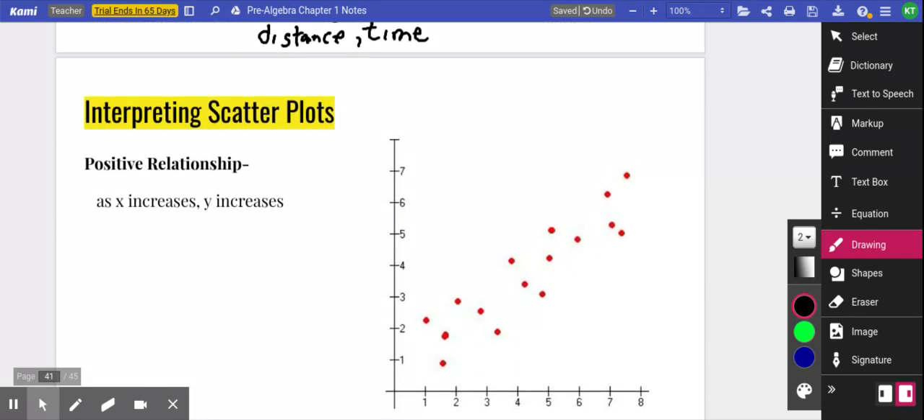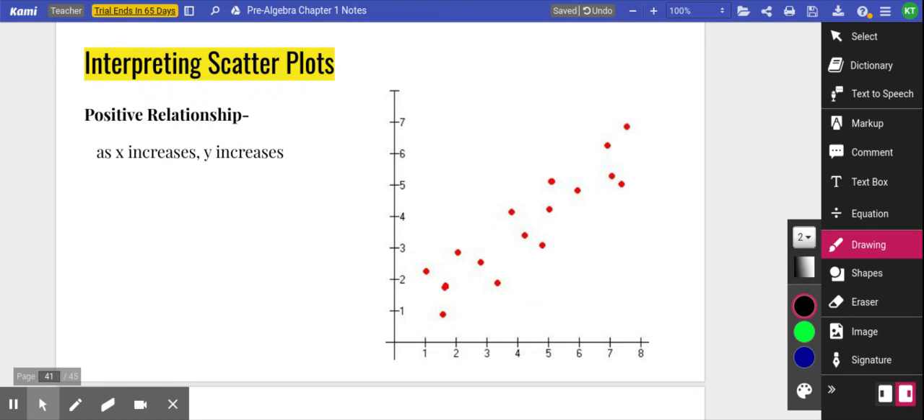So there are three types of relationships, or correlations is another word that's often used to describe it. The first one is positive relationship or positive correlation, and that's when x increases, y increases. If we look here at the plotted points, this data is not linear in a straight line, but it's trending in the positive direction. It jumps around a little bit, but overall it's trending up. That would be a positive relationship.